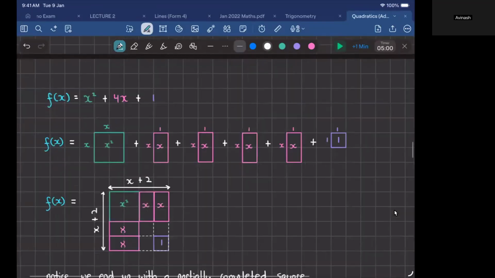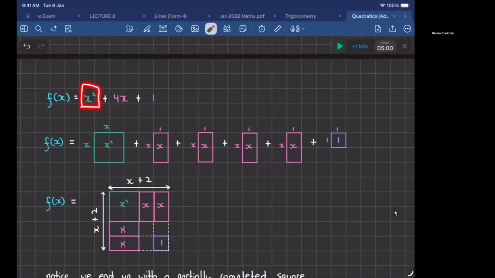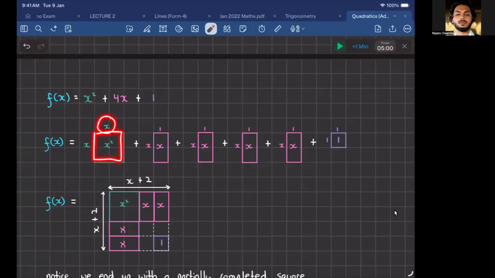I'm going to run through this example with you one more time, just so you can understand the general process, right, Avinash? Yes, sir. So I could represent x squared as a square with length x. Tell me if that's true. If you multiply x by x, we get x squared, right? If we have four x's, that would just be x plus x plus x plus x. Yes, sir.